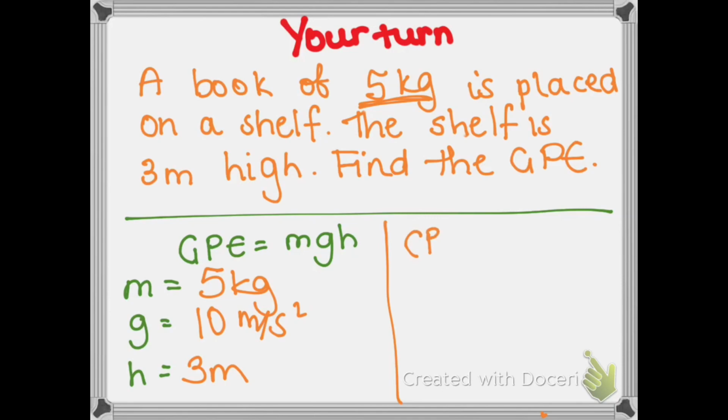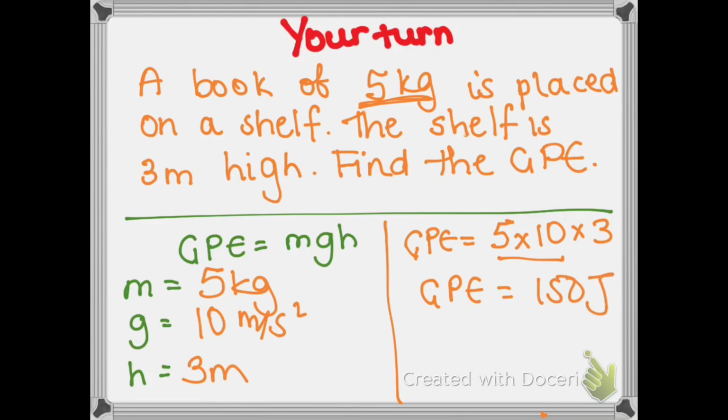So GPE is equal to m, which is 5 times 10 times 3. And now you can calculate it using a calculator, but let's just do mental math. Okay, so you have 5 times 10, which is 50, and then 50 times 3 is 150. So now we have our total answer as 150 joules.